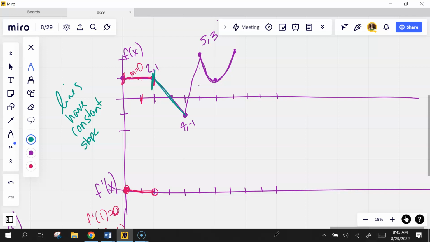So between 2 and 4, what's the slope going to be? And how are you doing that? That's just your basic rise over run, right? 1 minus negative 1 over 2 minus 4. Always negative 1. Between 2 and 4, always negative 1. No questions asked. Do we agree?